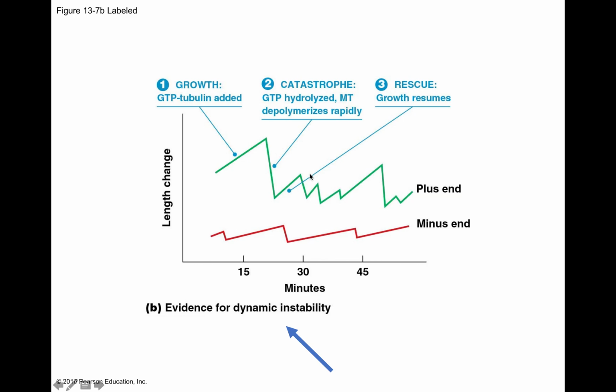And so if you follow the length of an individual microtubule on the plus end, for example, you can see that it's getting bigger and then it gets smaller and then bigger, smaller, smaller. And it can change dynamically as you watch it under the scope. On the minus end, not as much. There's more action on the plus end than on the minus end. Together, this is called dynamic instability, that the size of the microtubule changes all the time.